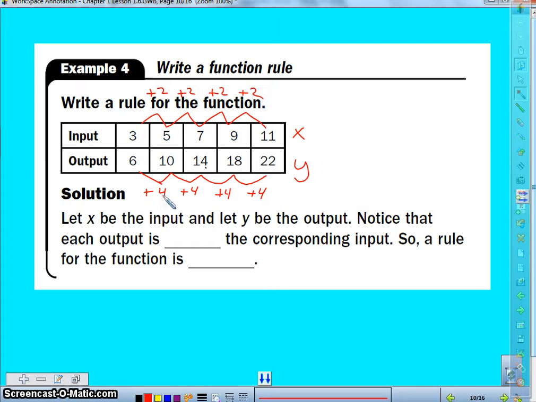So what I can do is take this and put it over that. 4 over 2 equals 2. So notice that each output is twice the corresponding input. A rule for this function is y equals 2x. See, I got that 2 right there. We're going to talk about slope later on, but that's basically how you find slope: you put the rise over the run. So it's going to be 2x. This is a function. Each input gives a different output.